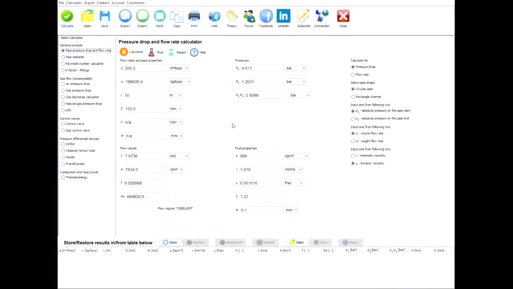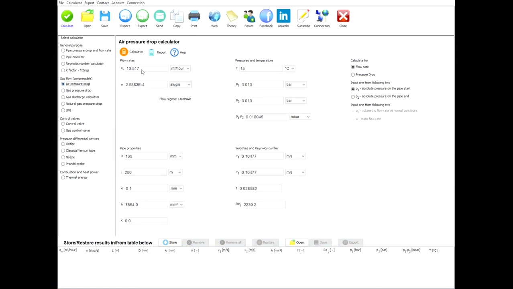Pressure drop during airflow in a closed pipe. Select the air pressure drop calculator on the left and select calculate for pressure drop on the right side of the calculator. After that, we enter the flow in the amount of 500 cubic meters per hour.